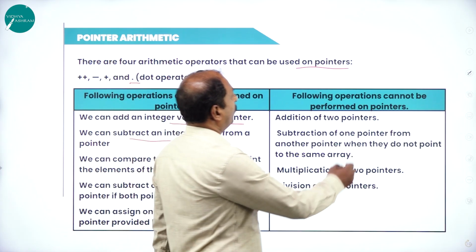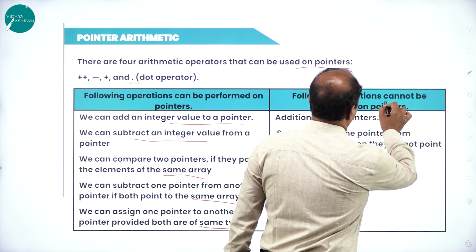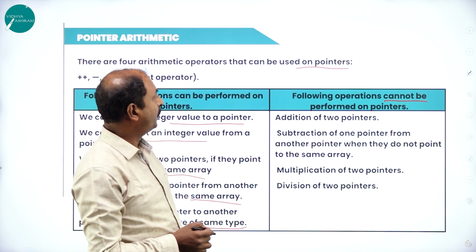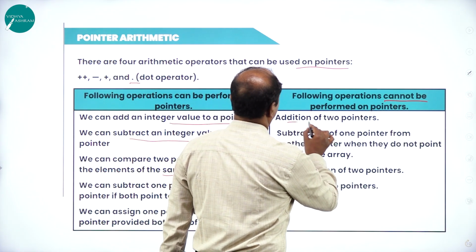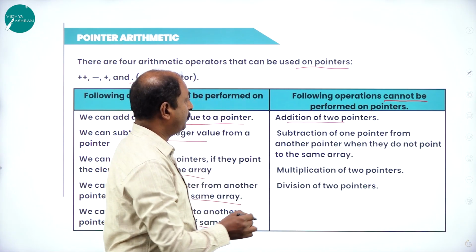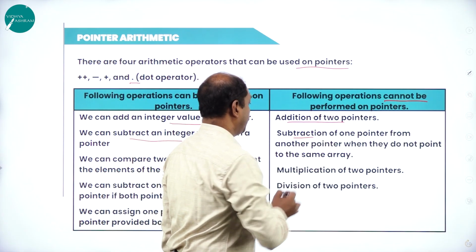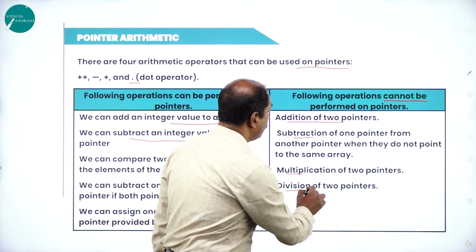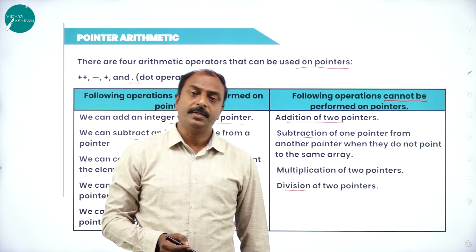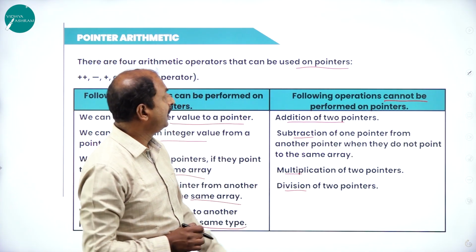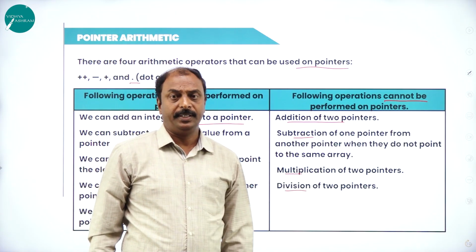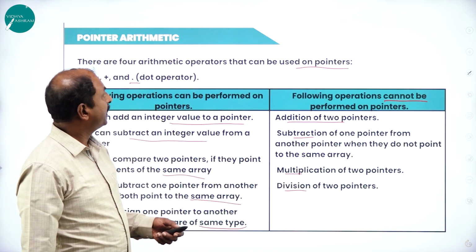Next are the points where operations cannot be performed on pointers. One is addition of 2 pointers, that is not possible, and subtraction of one pointer from another is not possible, and multiplication as well as division of 2 pointers or 2 pointer variables is not possible. These are the operations that cannot be performed on pointers. Now let us move on to the next slide.